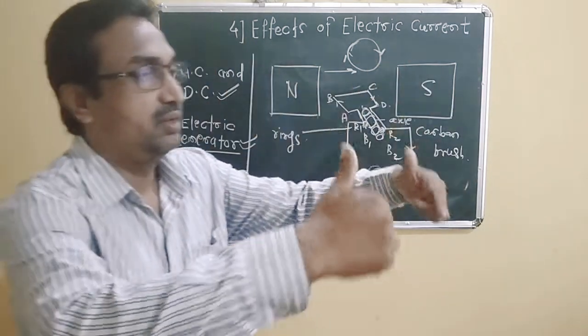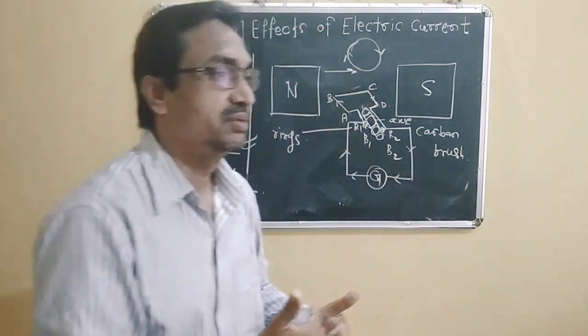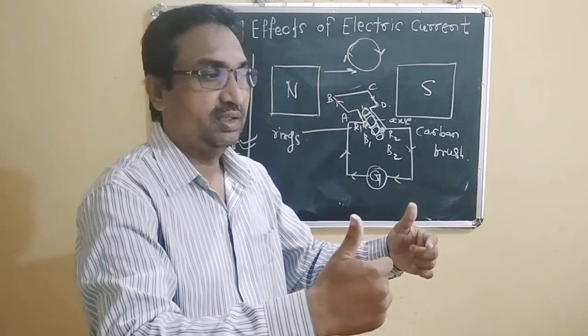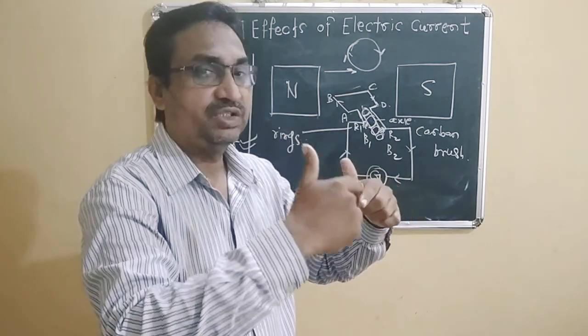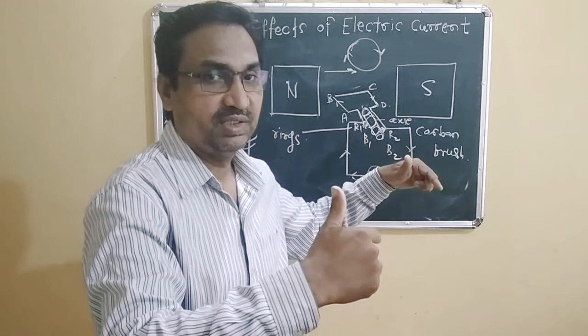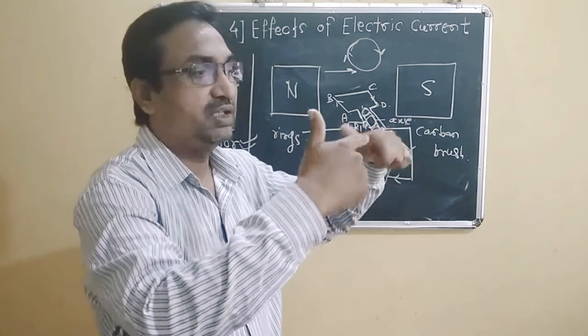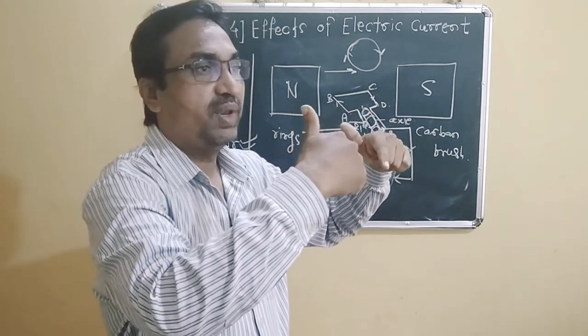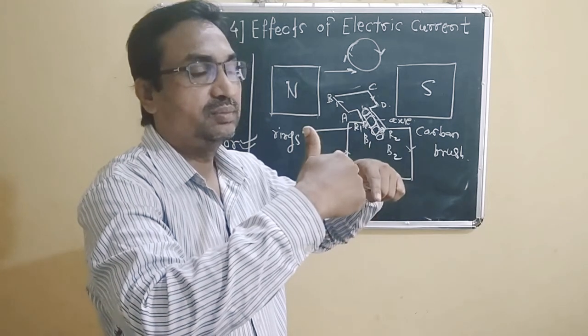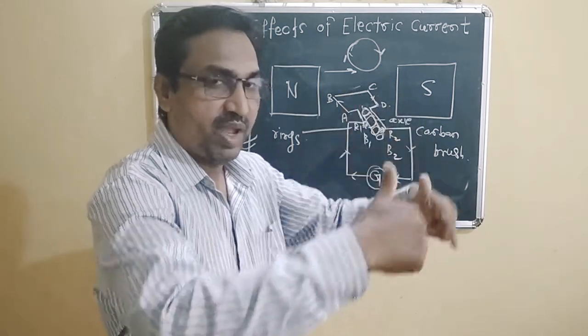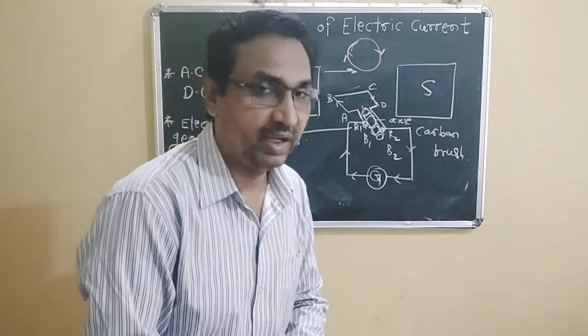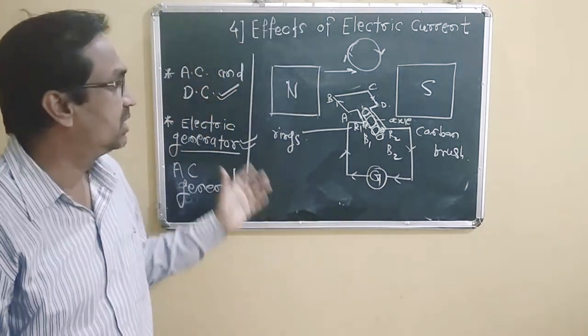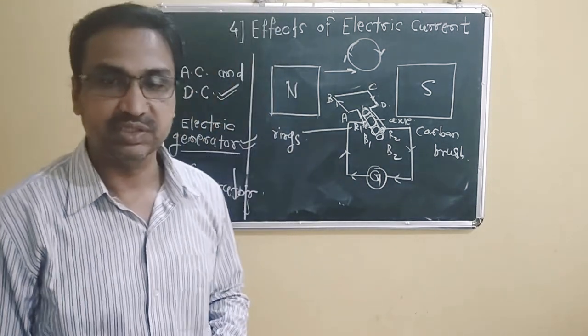When a conductor is placed in a magnetic field and the number of magnetic lines of force changes, there is a generation of electric current. So in this way the whole chapter is covered.